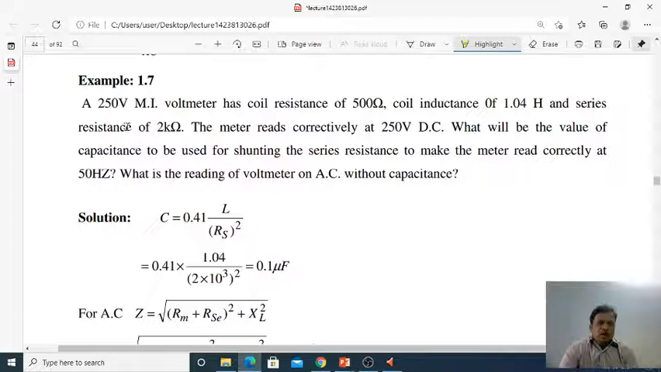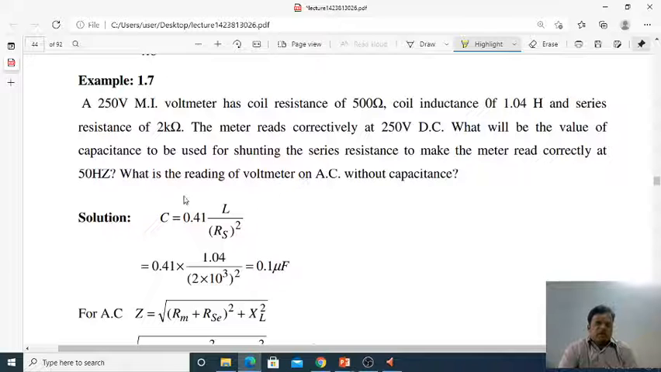So this problem is saying that a 250 volts MI voltmeter has a coil resistance of 500 ohms, a coil inductance of 1.04 Henry and a series resistance of 2 kilo ohms. The meter reads correctly at 250 volts DC. What will be the value of capacitance to be used for shunting the series resistance to make the meter read correctly at 50 Hertz? What is the reading of the voltmeter on AC without capacitance?